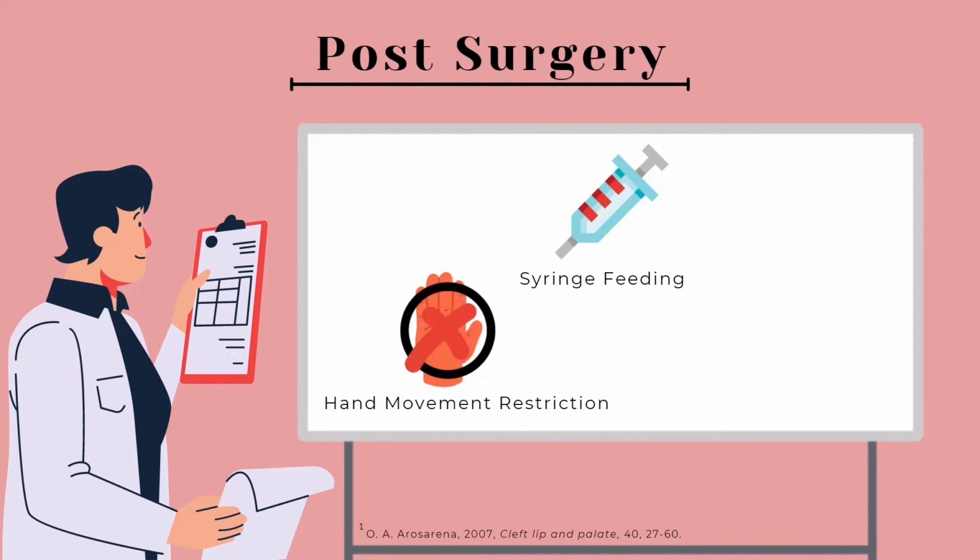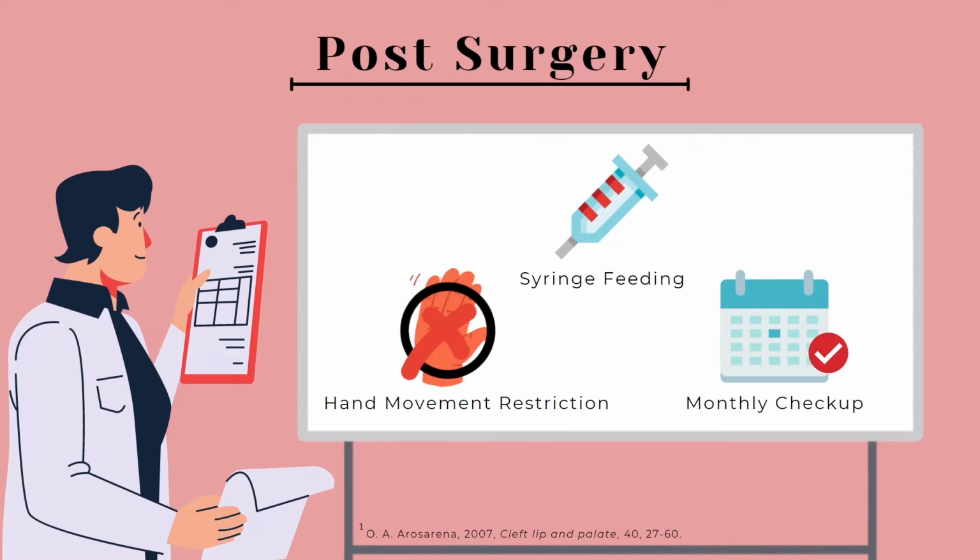Their arms are needed to be restricted to prevent accidental disruption to the surgery. Remember, the patients are mostly only 4-month-old babies. There will be monthly follow-up assessments post-surgery, or even more frequent for patients whose developments are delayed.